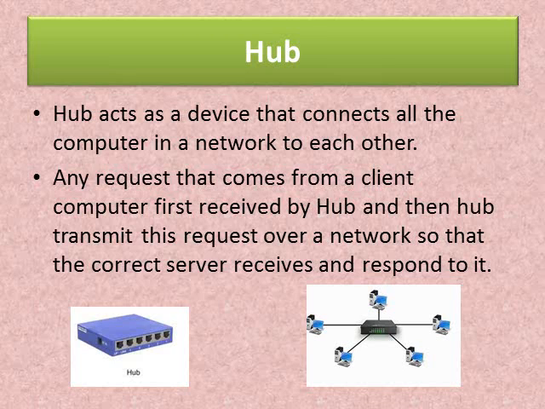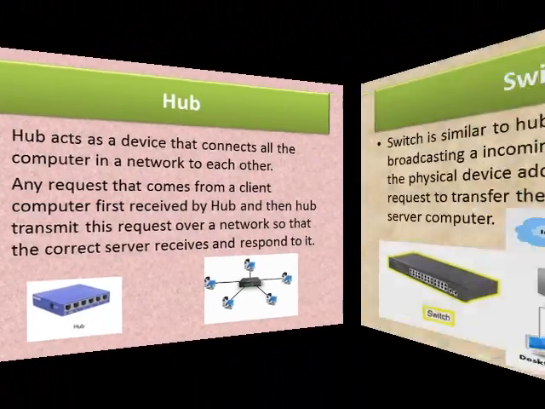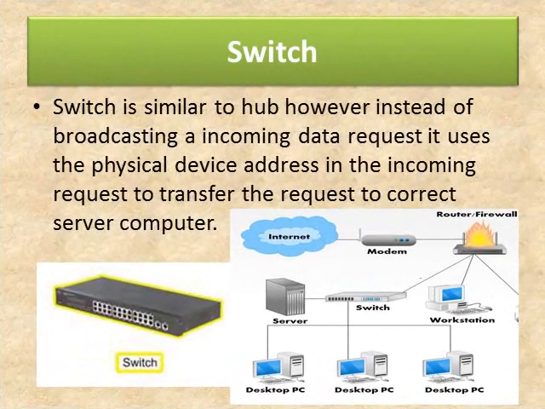So it acts as a connecting device for all the computers that are connected to the network. It is a connecting device that will connect all the computers in a network. It is called a hub. A client is a computer which is connected in a network. So any request from the client is received by the hub and it will redirect it to the network, to whichever computer it has to go.